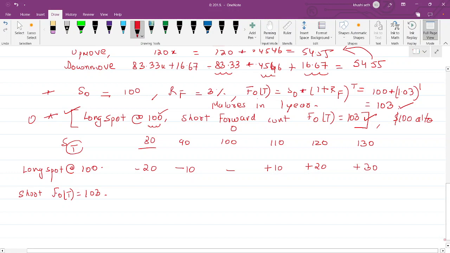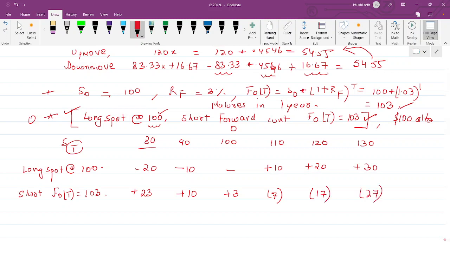So I had shorted the forward contract at 103. If the price of the underlying at expiry is 80, my gain on the forward contract is going to be 23. If it is 90, my gain is going to be 10. If it's 100, 3, minus 7 if it's 110, minus 17 if it's 120, minus 27 if it's 130.